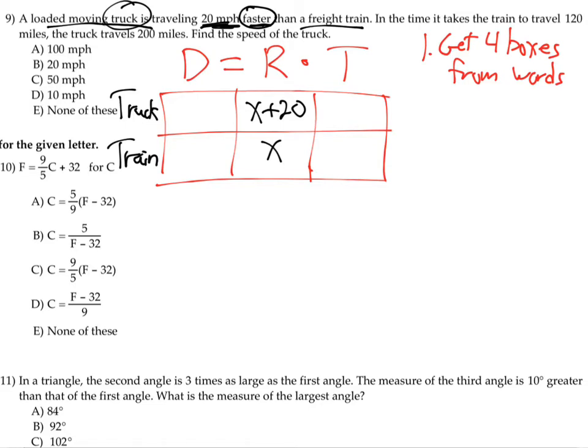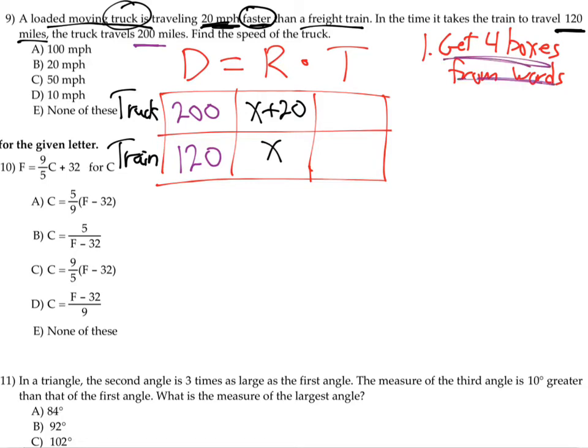In the time it takes the train to travel 120 miles. 120 miles, is that a distance, a rate, or a time? It's a distance for which one? The train. The train covers a distance of 120 miles. The truck travels, that's the distance for the truck. He goes in that's in the same time, right? Because the truck's going faster, so he covers more distance in that same time. We good to there?